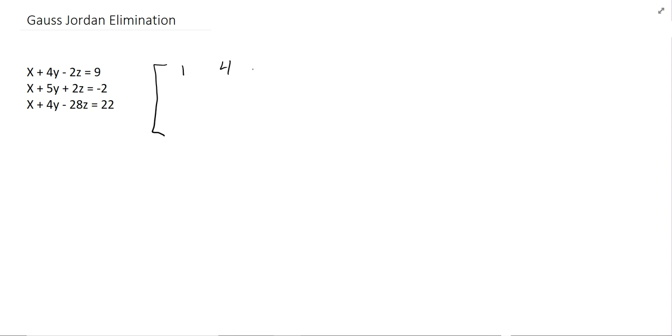1, 4, negative 2, and then that vertical line augmenting the answers, so 9 on that side. 1, 5, 2, negative 2, 1, 4, negative 28, and 22. So basically we're just taking the coefficients of the variables, keeping the columns lined up, and writing them down there.